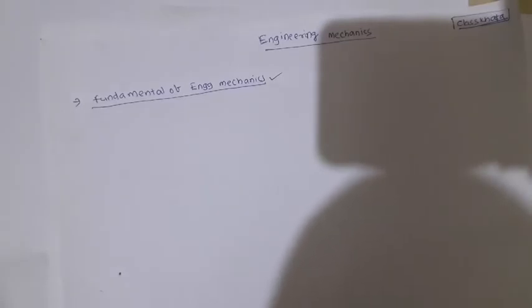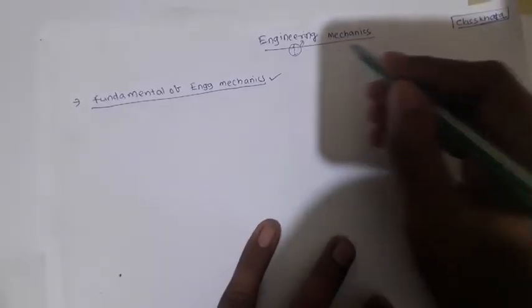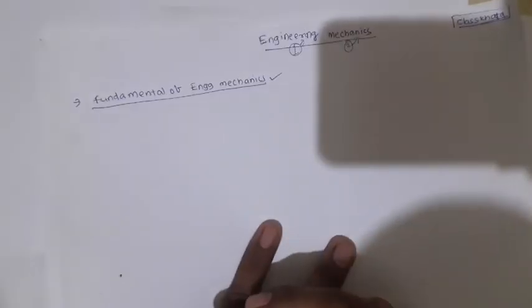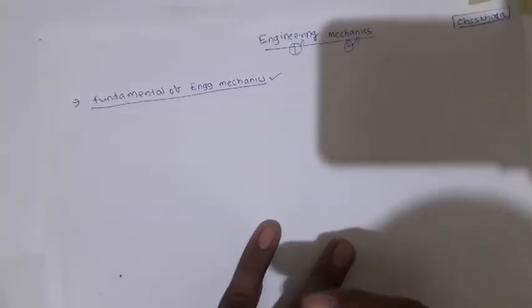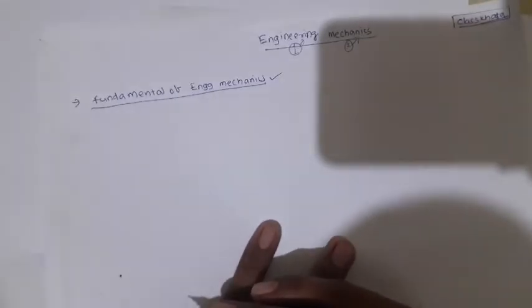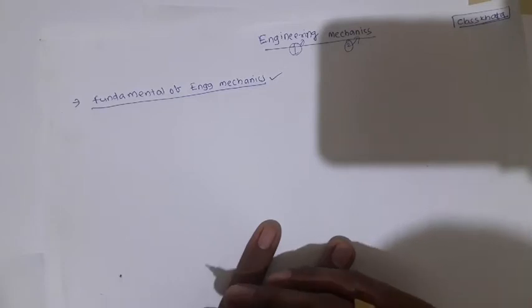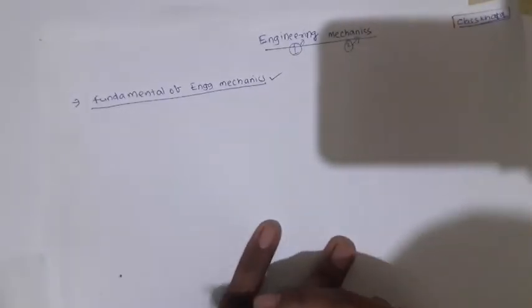So today we are going to discuss fundamentals of engineering mechanics. So what is fundamentals of engineering mechanics? Engineering mechanics consists of two words. One is engineering and the second one is mechanics. To understand any subject, the very first step should be that we must understand what the name implies, because nomenclature plays a very important role in understanding a subject.